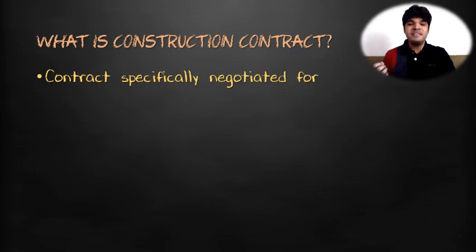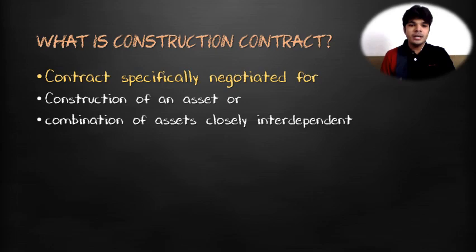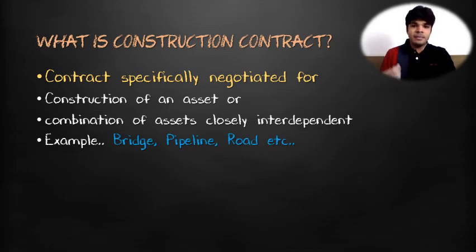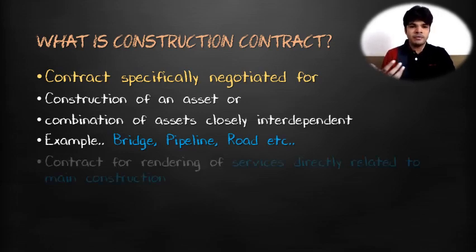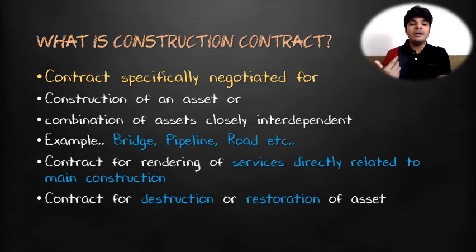Contract is specifically negotiated for construction of an asset or combination of assets closely interrelated or interdependent. Example can be bridge, pipeline, road, etc. Contract for rendering of services directly related to the main contract is also included in construction contract. Contract for destruction or restoration of the asset is also a construction contract.